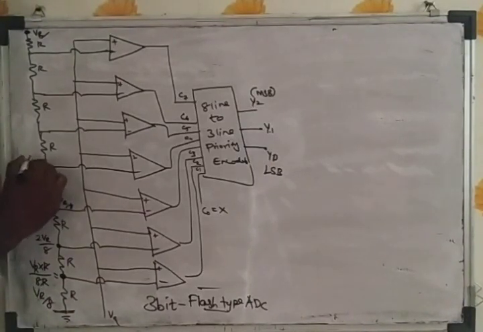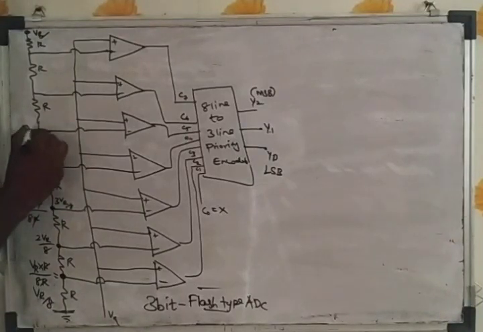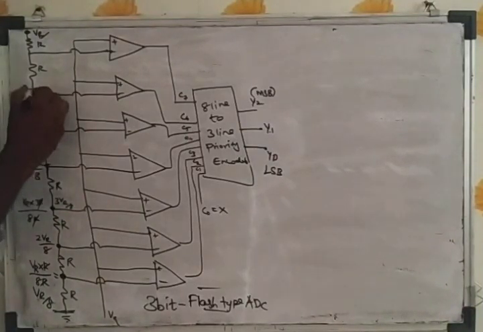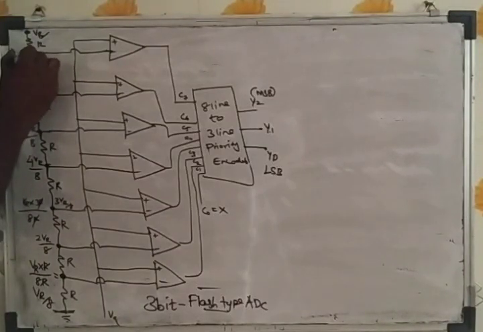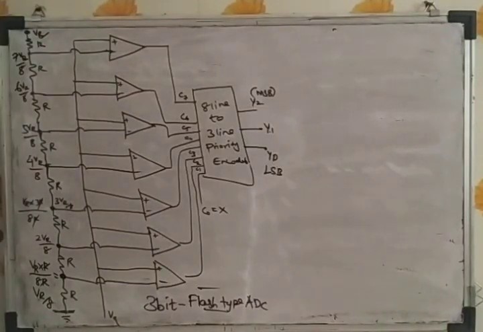This point similarly we have 4 VR by 8. This point you have 5 VR by 8. This point 6 VR by 8. And this point you have 7 VR by 8.